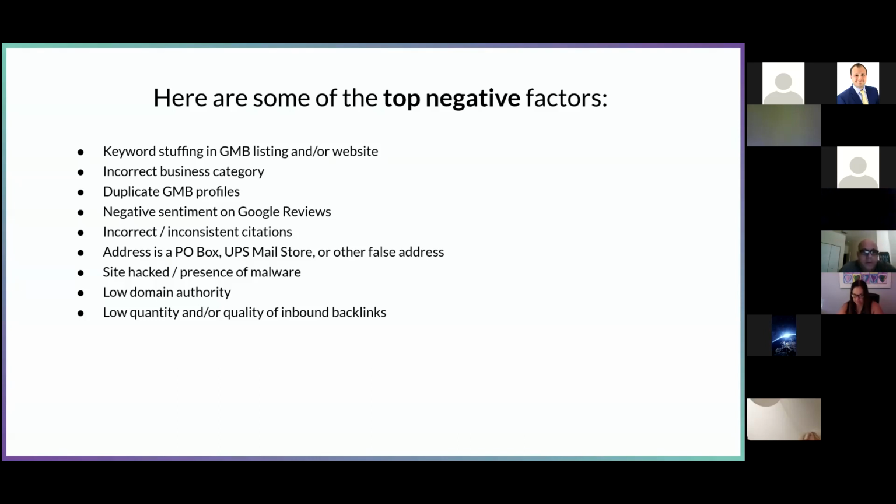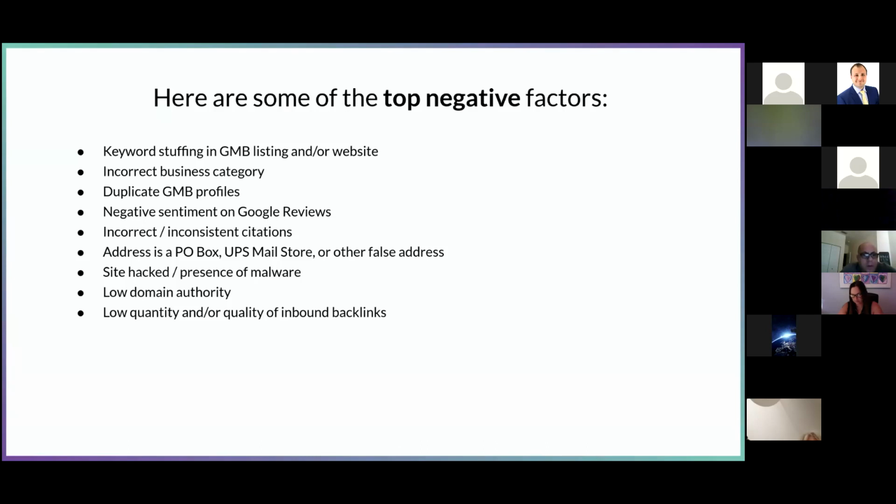So some of the negative factors. So these are things that could cause you not to rank high on Google. If you practice keyword stuffing, so keyword stuffing is taking a bunch of keywords that you want to rank for and putting them everywhere, putting them all over your Google My Business profile, putting them in your website in hopes to rank for those keywords. That's a very old school way of doing it. Google has cracked down on that. So if you do that, you're only going to hurt yourself. So we don't want to keyword stuff.